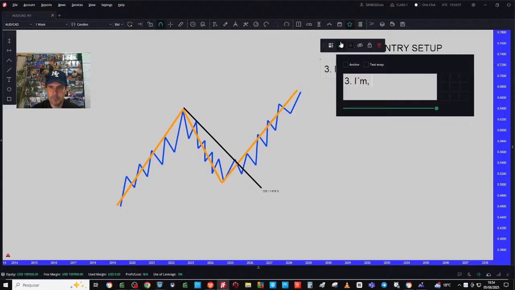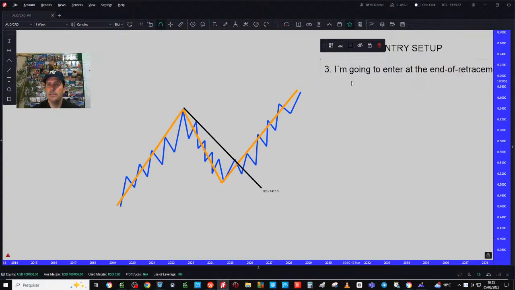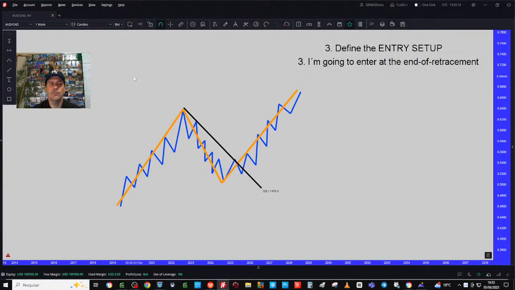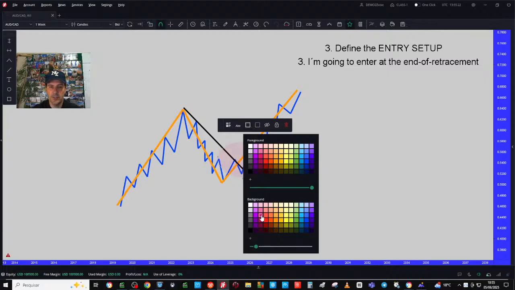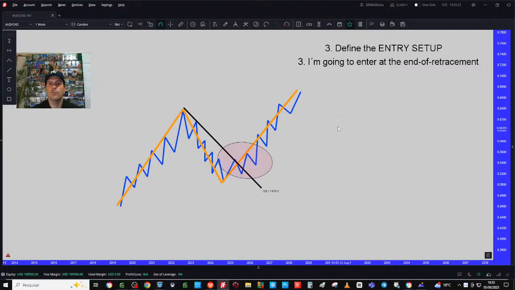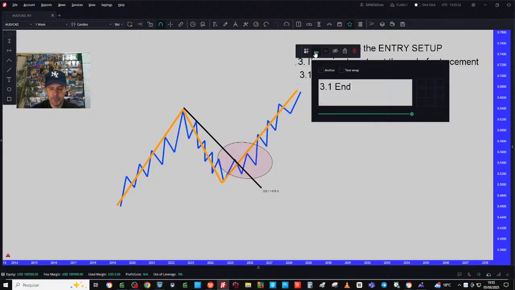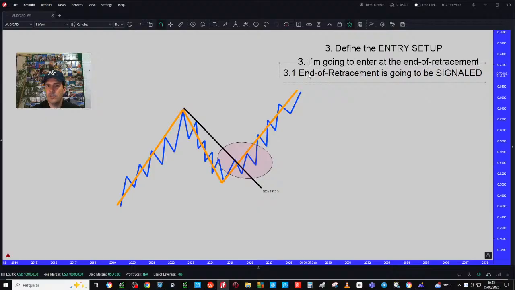I am going to enter at the end of retracement. This is going to be one variation for the market wave. I'm going to enter here, at the end of retracement. But because the strategy must be black and white, not subject to interpretation, 3.1, the end of retracement is going to be signaled. Hopefully my English is correct.